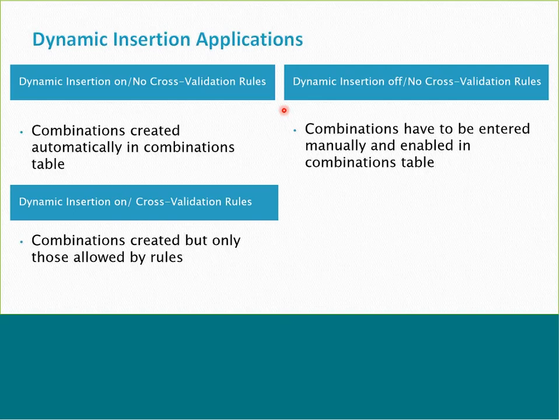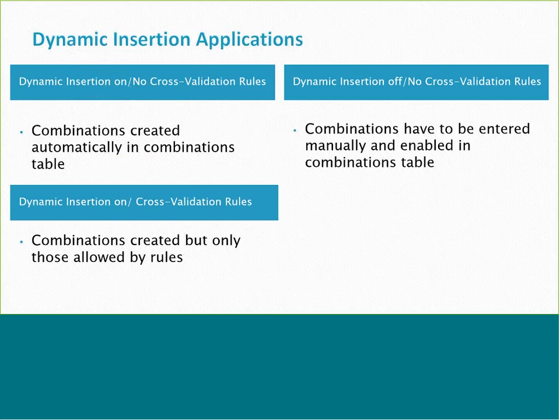Perhaps it would have been easier to look at it in terms of business needs of the client, but I mean I have explained that. But this is how functionality is affected when you have dynamic insertion on with no cross-validation rules. So this is when the end user has no business rules to be met. So combinations are created automatically, and any combination goes.